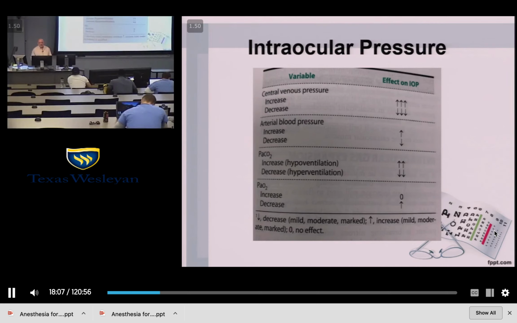I just realized looking at that slide, I told you something wrong. I told you that hypercapnia increases, didn't I? Good, I want to make sure. All right, I couldn't remember what I said earlier.